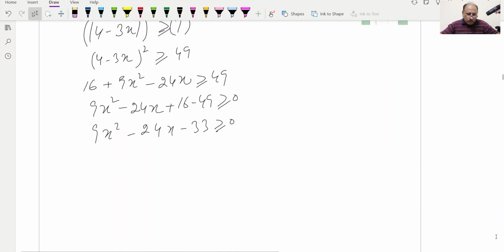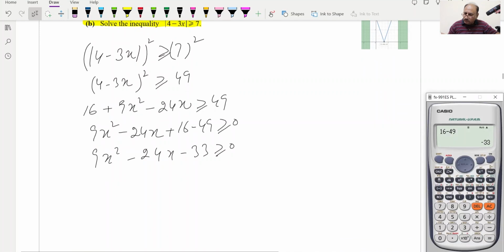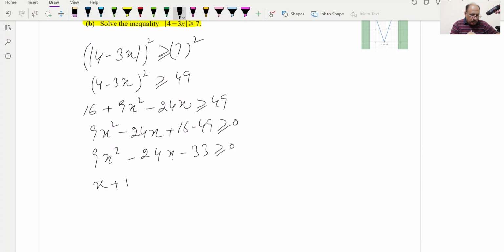So this is basically a quadratic equation, and for the quadratic equation we can find the solution. The coefficient of x squared is 9, the coefficient of x is minus 24, and the constant value is minus 33. We can write it over here as 11 by 3 and minus 1. So x plus 1 and 3x minus 11 will be the factors, and we set them equal to 0, and the sign we will check after sketching. So x is equal to minus 1 and x is equal to 11 by 3.